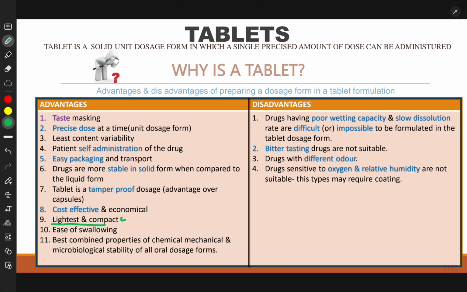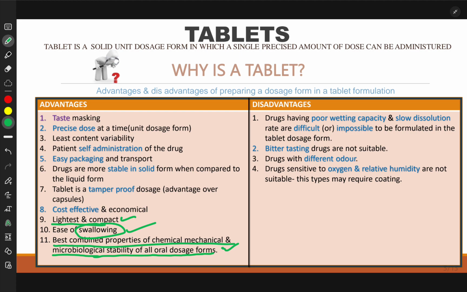Light and compact, easy swallowing, these are not the important topics. Best combined properties: chemical, mechanical, and microbiological stability of all oral dosage forms. Like I said earlier, these are more stable and not prone to many reactions. These are the huge advantages involved in tablets.